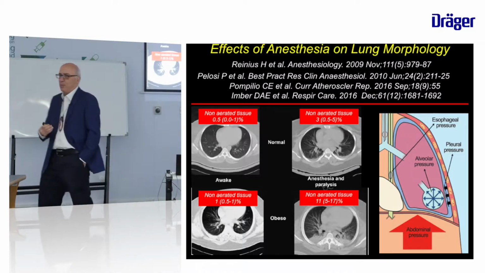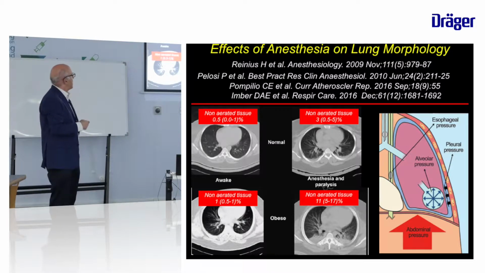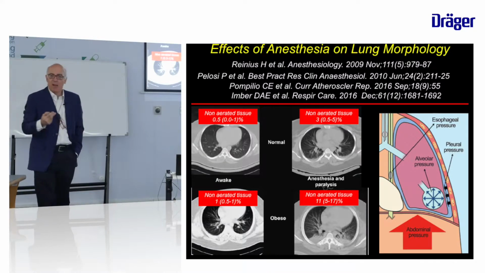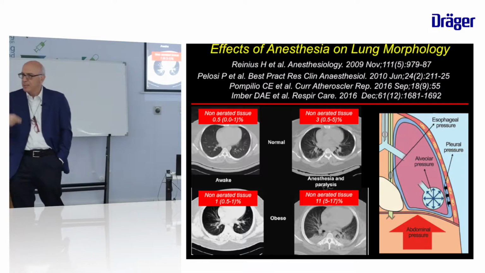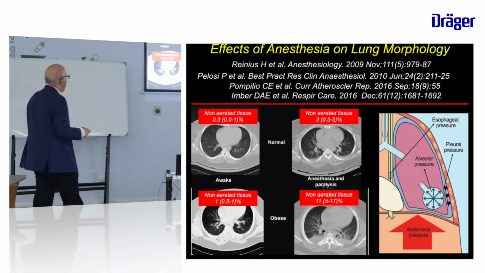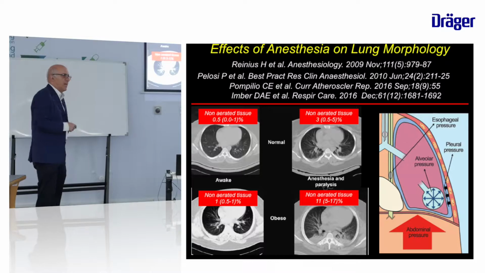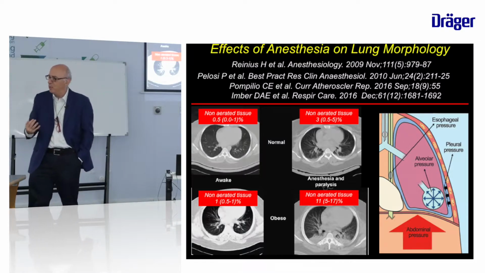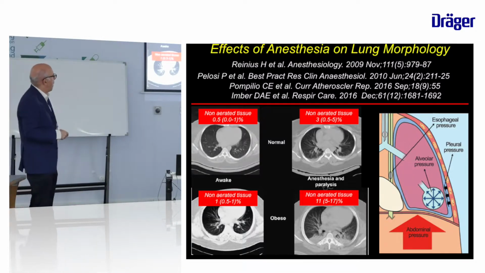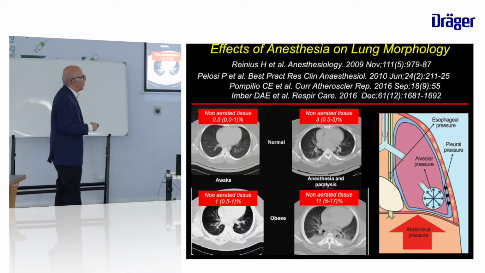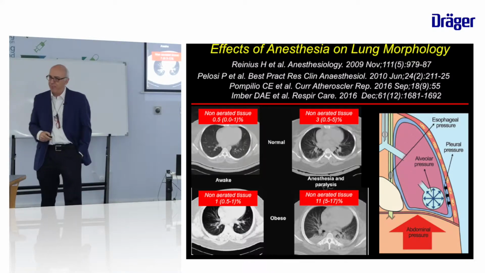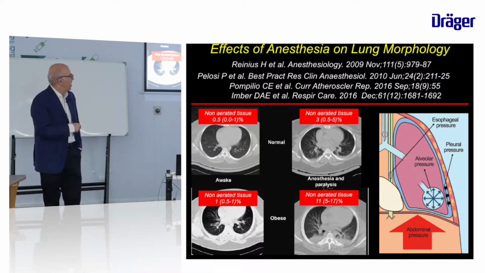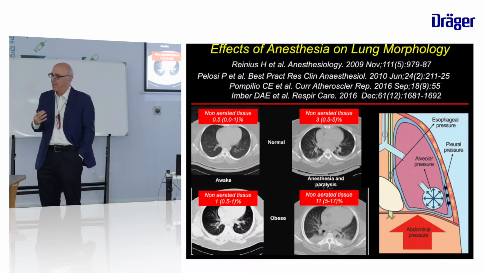There are some patients in which you have an increase in the amount of atelectasis. You see here these are normal subjects awake, with around 0.5% non-aerated tissue. When you induce anesthesia, you see almost around 3%, as I showed you before, some patients much more. If you are obese patients, you have no major atelectasis, of course, during spontaneous breathing due to the tone of the respiratory muscles. When you induce anesthesia, you see a major amount of atelectasis, around 11%. And some patients may reach up to 20% of the lung tissue.